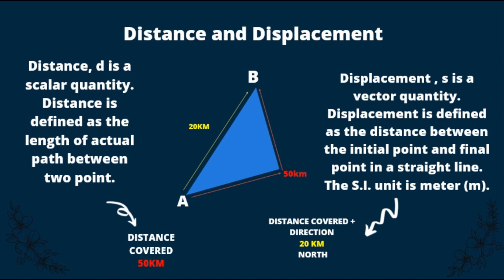So next, displacement is defined as the distance between the initial point and final point in a straight line. The SI unit is meter, which is m. It is covered with distance plus direction. We can see here point A to point B with the yellow arrow, and the value is 20 km. So we have a direction here, which is north.